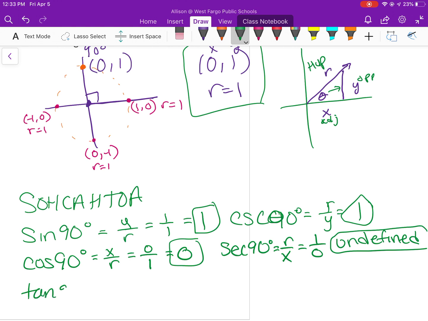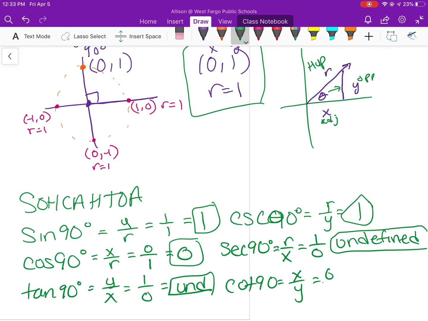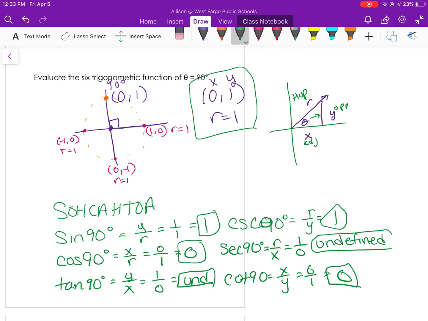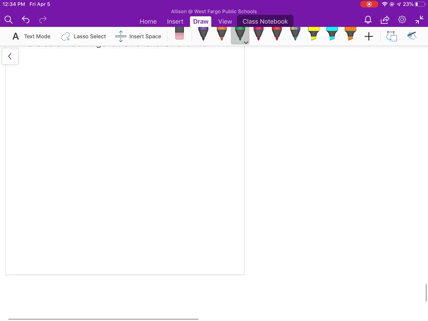Then tangent of 90 degrees will be opposite over adjacent, so y over x. So y was 1, x is 0, so tangent of 90 degrees is also undefined. Cotangent of 90 degrees will be x over y, so that'd be 0 over 1, and that will be 0. So a couple undefined problems there. If it's a quadrant angle, you pick a point on the axis and use that one away as your radius, and then use that point as x or y. So let's do one more.